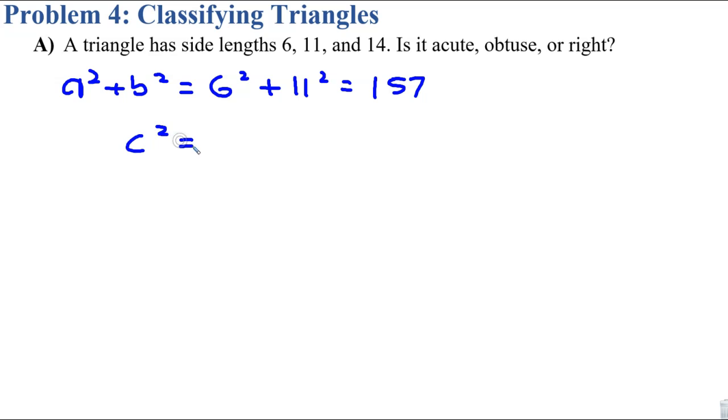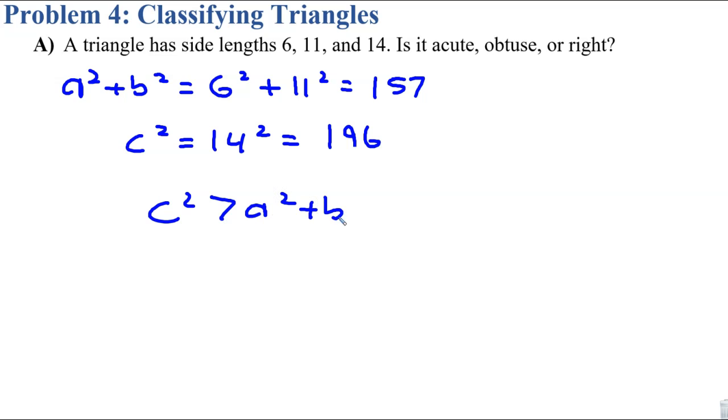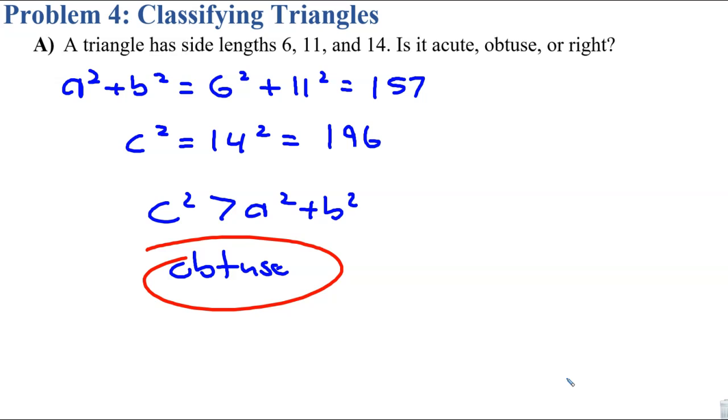Then we'll look at C squared, which is 14 squared, which is 196. Okay, so the two are not equal, so we know it's not a right triangle. And what we just showed is that C squared is greater than A squared plus B squared for these three lengths. Okay, if C is bigger than, that means we're looking at an obtuse triangle. All right, if C was less than, we'd have acute. If it's greater than, we have an obtuse triangle.